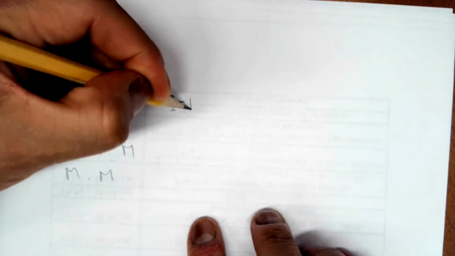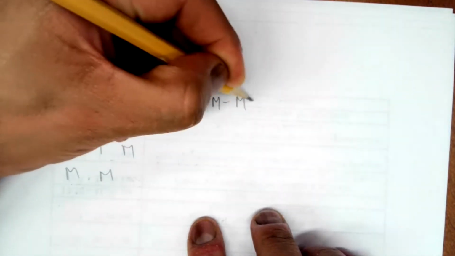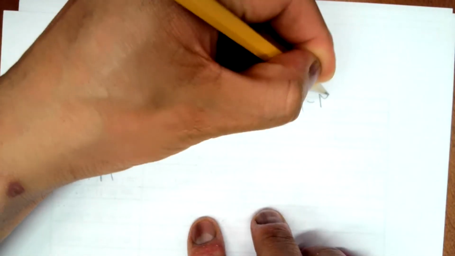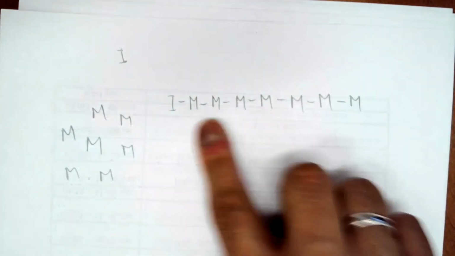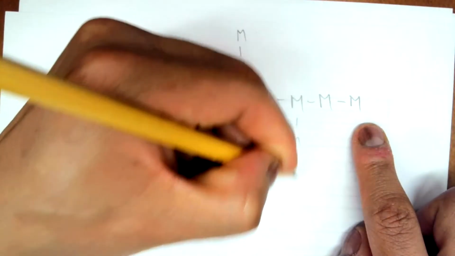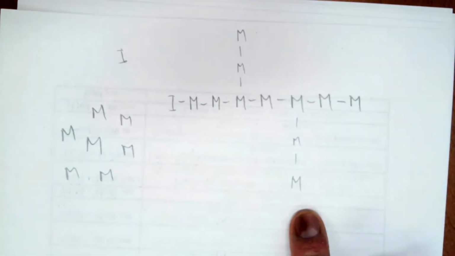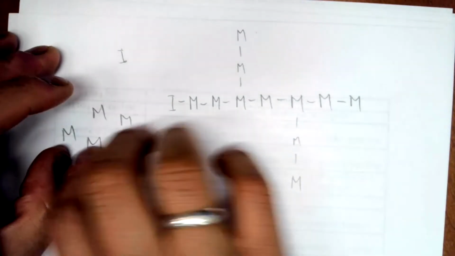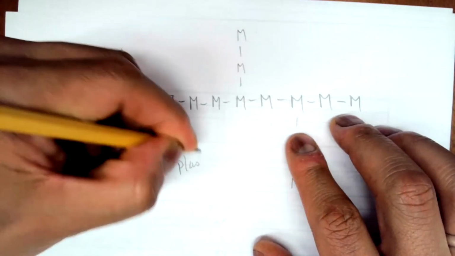You just add an initiator, and the initiator will start putting the monomers together. It will activate it, and then each of the monomers will go like this. Sometimes you can get branches. Yes, we cannot really deny that. You can have branches, but really that's the principle for plastic.